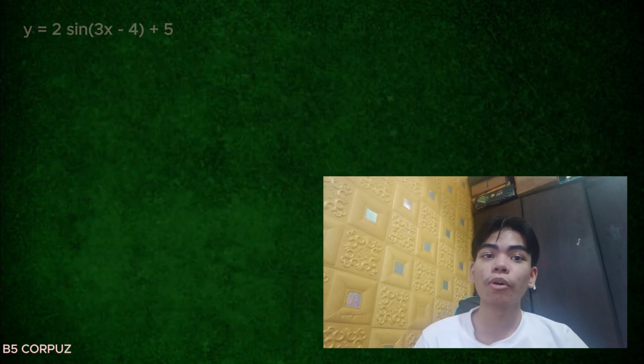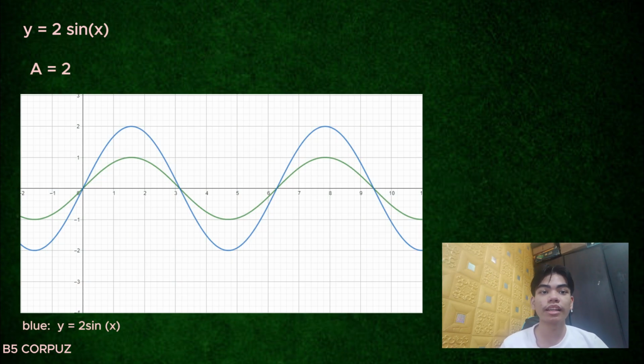Now, if we change everything, for example, y is equal to 2 sine of (3x minus 4) plus 5, we will see transformations affecting the amplitude, frequency, horizontal shift, and vertical shift all at once. A is 2, indicating an amplitude of 2. This means the curve will oscillate 2 units above and below the x-axis.